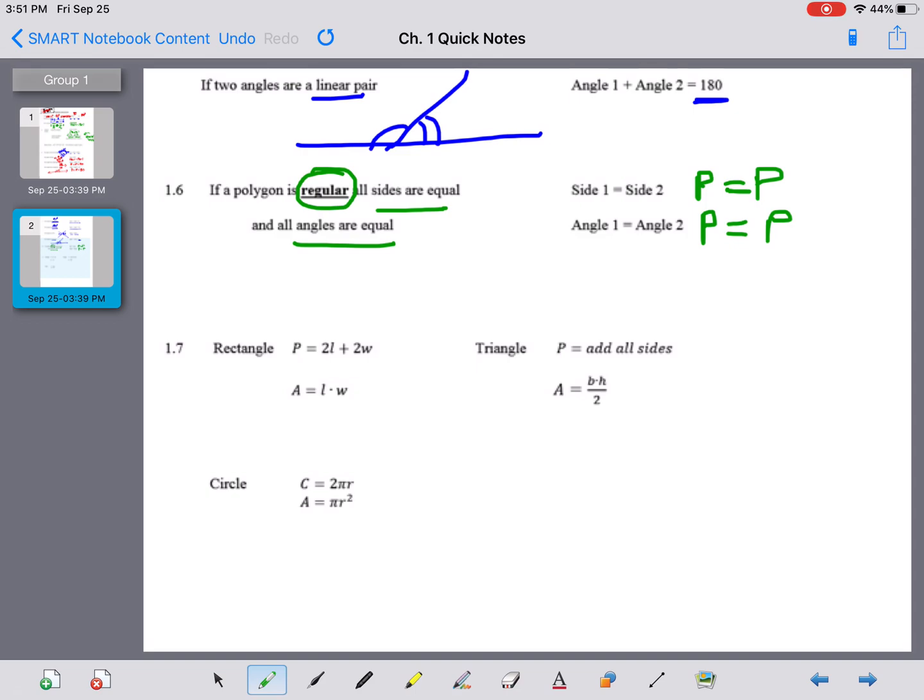And for 1.7, we had some formulas. Notice I didn't put the square one on here because you can use the rectangle one. It works the same. But these are the formulas. You need to have them memorized. You need to know how to use those, okay?